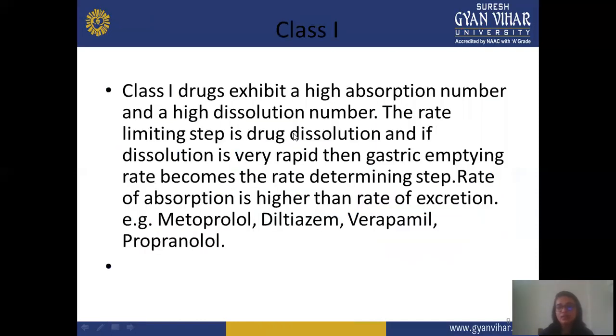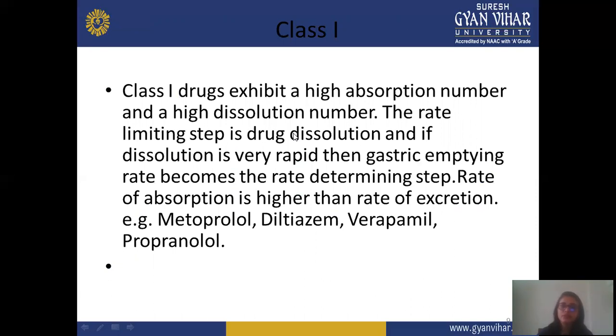Next, class 1, meaning high solubility and high permeability. Class 1 exhibits a high absorption number and high dissolution number. The rate limiting step is drug dissolution, and dissolution is very rapid compared to gastric emptying. Then rate of absorption is higher than the rate of excretion. Examples are metoprolol, diazepam, verapamil, and propranolol. These drugs show high solubility and high permeability.